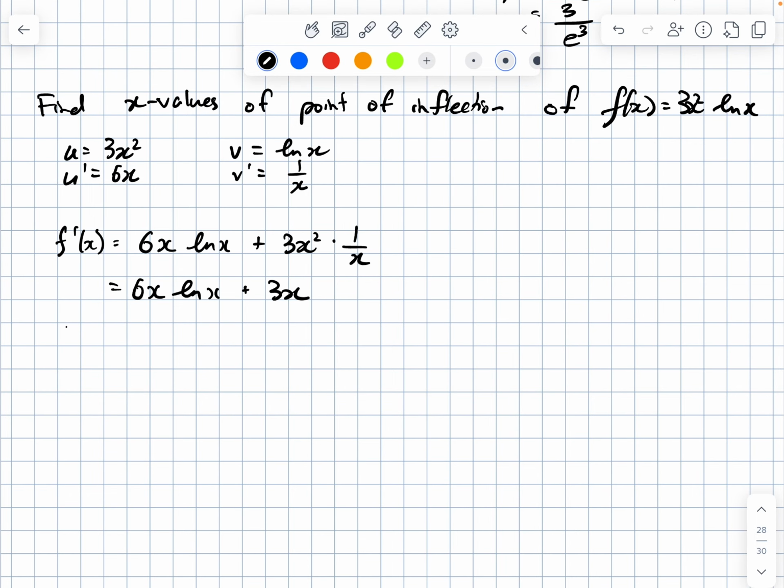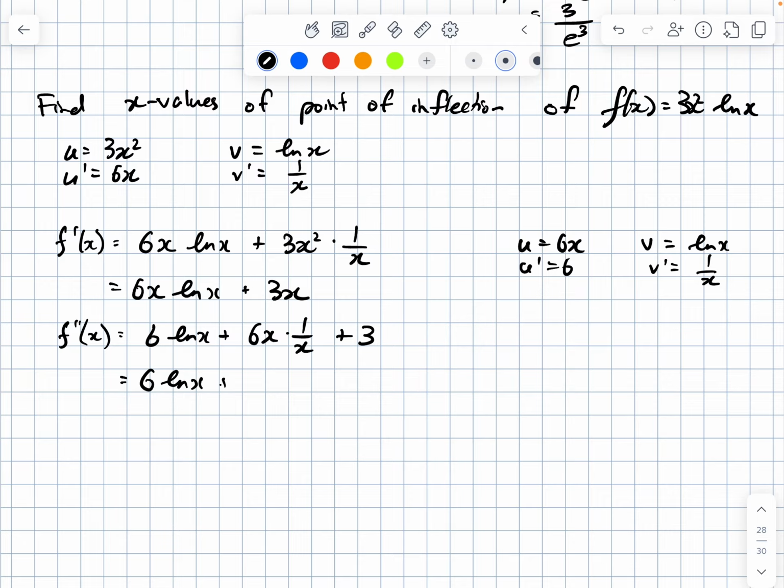Now we need to differentiate again. We've got a product rule here again, so we write u equals 6x, u dash equals 6, v is ln x, v dash is 1 over x. That gives us 6 ln x plus 6x times 1 over x, and then we've got to remember to differentiate this 3x, so plus 3. Simplifying, we get 6 ln x plus 6 plus 3, which is 6 ln x plus 9.